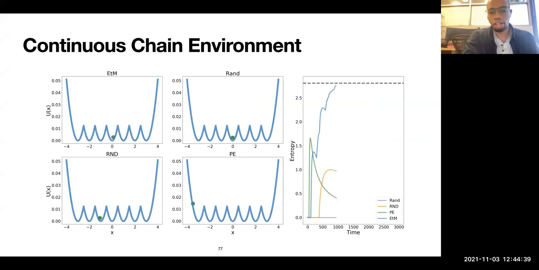Here on the right, you can view entropy as a function of time. Again, the dashed black line is maximum entropy, and ETM gets really close. As you can see for all these model-free methods, there isn't an initial increase, and they just end up saturating.